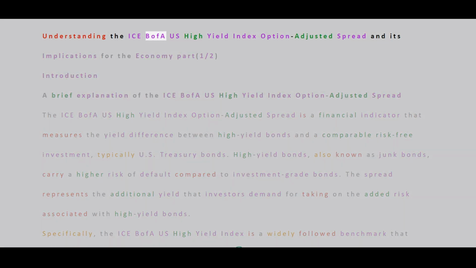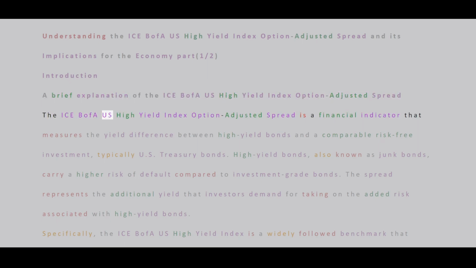Understanding the BofA US High Yield Index Option Adjusted Spread and its implications for the economy. Part 1 of 2. Introduction. A brief explanation of the BofA US High Yield Index Option Adjusted Spread.